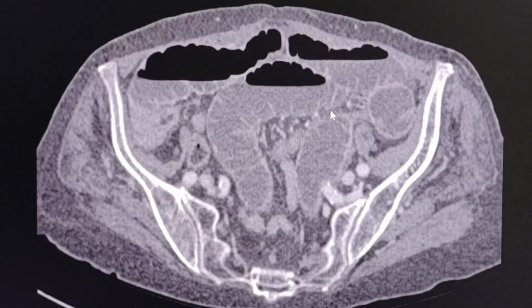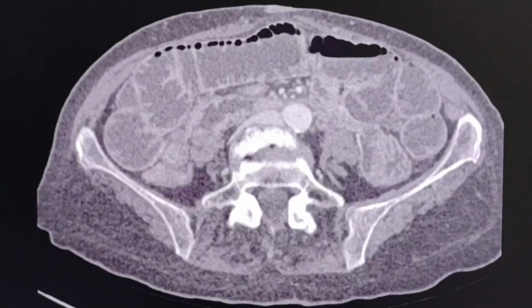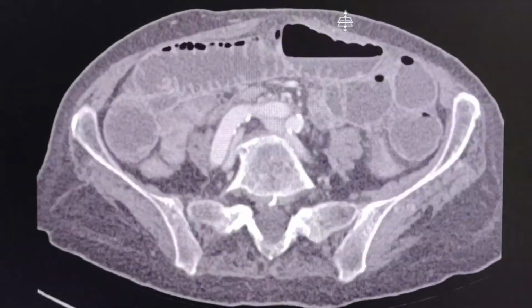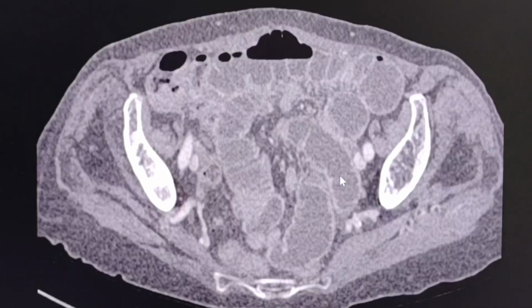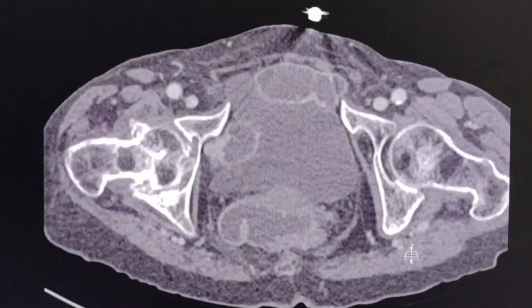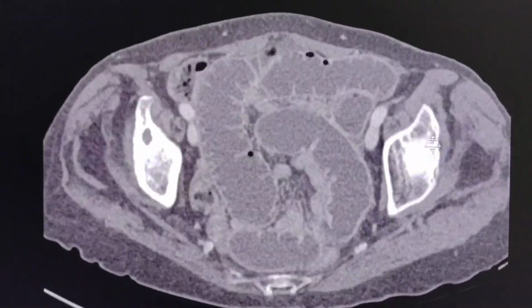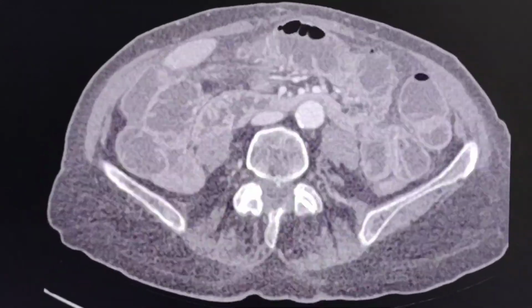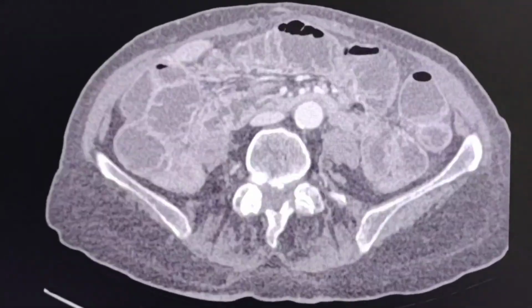Hello dear friends, this is a case of a 92-year-old woman who presented with abdominal pain, distension, vomiting and pain between the right inguinal and right upper thigh. CT scan was done and we can see that there is significant dilatation of the small bowel with air fluid levels.